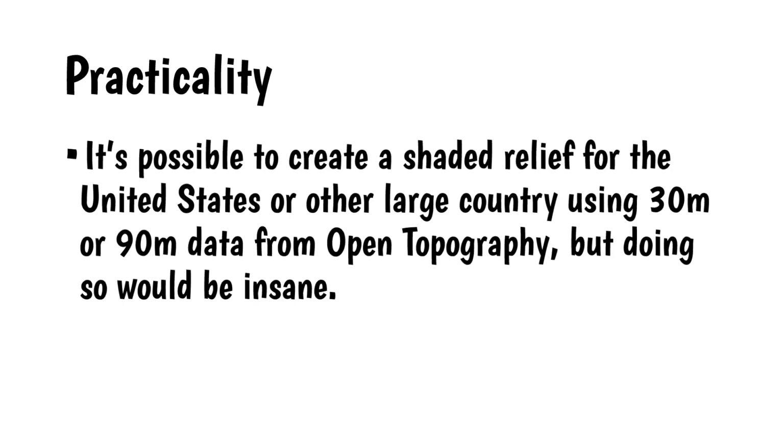Practicality. It's possible to create a shaded relief for the United States or other large country using 30-meter or 90-meter data from Open Topography, but doing so would be insane. Why? You'd have to download a huge number of files, pull them all into QGIS, and merge them into a single file. This file would be so big that I doubt anything short of a supercomputer could handle it. The 100-meter Natural Earth file already has to split the U.S. into two pieces just to download it.